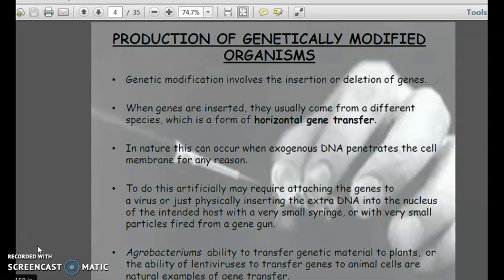In nature, this can occur when exogenous DNA penetrates the cell's membrane for any reason. To do this artificially may require attaching the genes to a virus or just physically inserting the extra DNA into the nucleus of the intended host with a very small syringe or with very small particles fired from a gene gun. Agrobacterium's ability to transfer genetic material to plants, or the ability of lentivirus to transfer genes to animal cells, are natural examples of gene transfer.